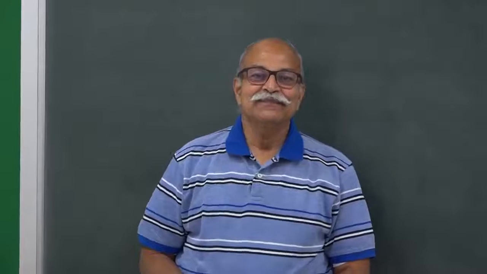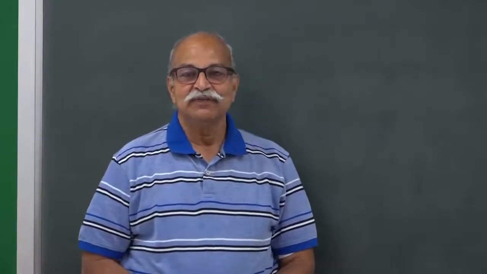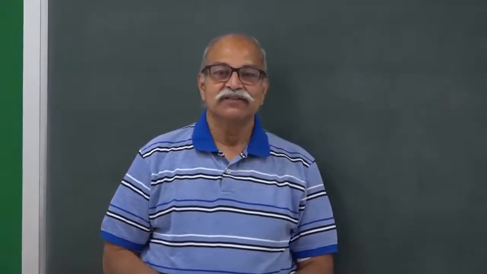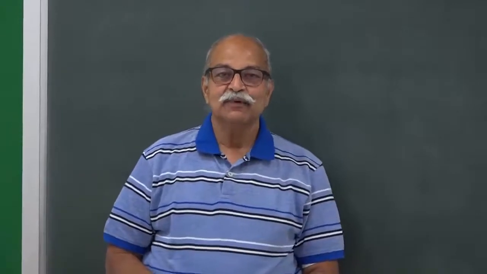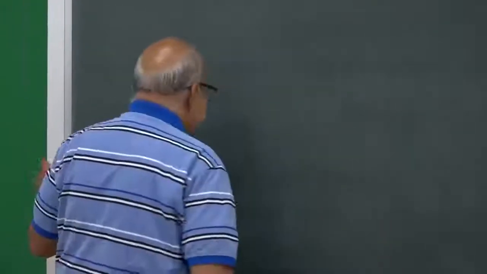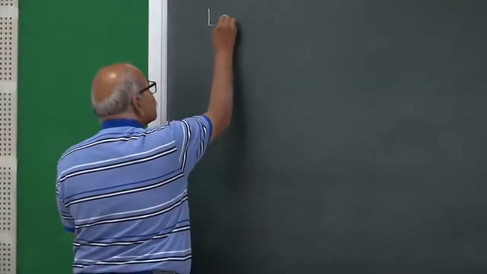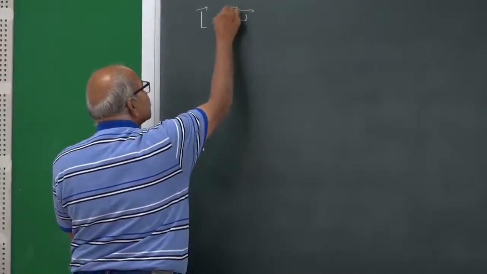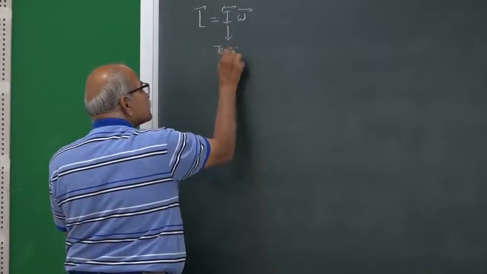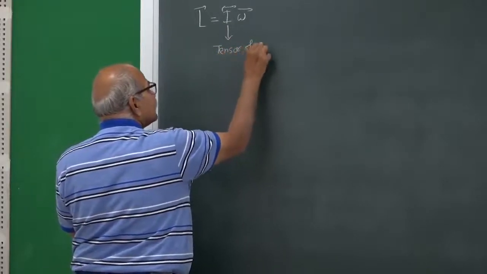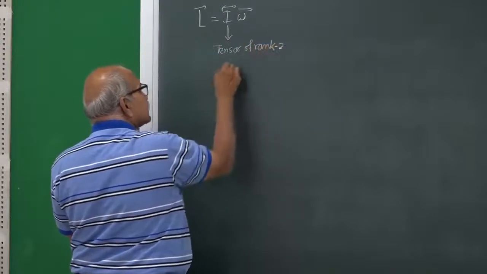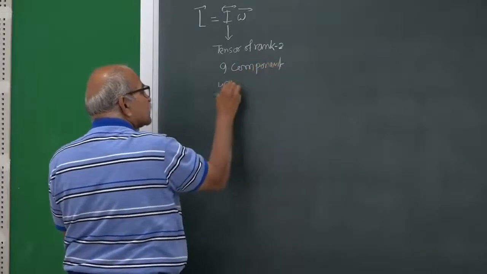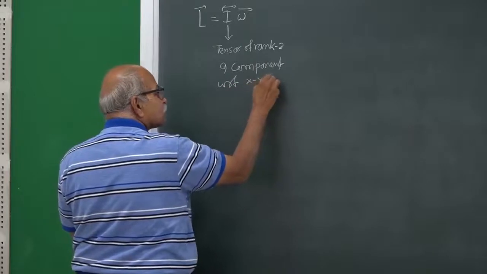So, we had seen the relation between angular momentum of a rigid body about some point and the angular velocity of the rigid body if it is rotating about some axis. The relation was L is equal to I omega, but L was a vector, omega was a vector, and I was a tensor of rank 2. It has 9 components with respect to some x, y, z axis chosen.